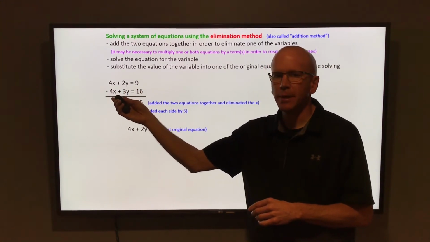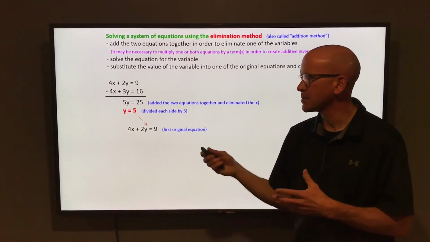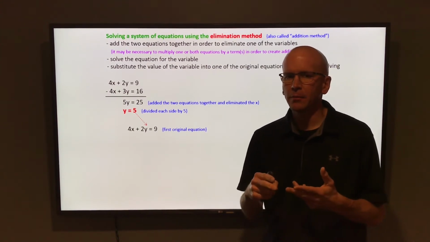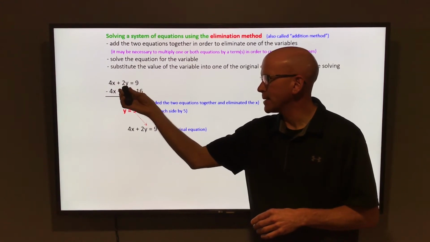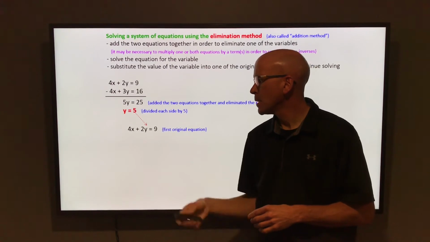So you have a decision to make. What's the best equation to use? What's the easiest equation to substitute back into? By easy, I mean no negative numbers, no big numbers, no fractions, of course. 4x plus 2y equals 9, that looks pretty easy. There are no negative numbers. Those numbers aren't too big. So let's go into that one.